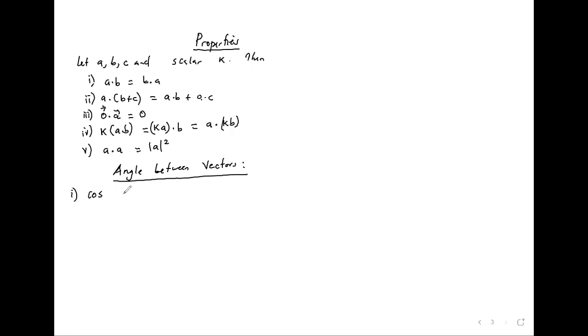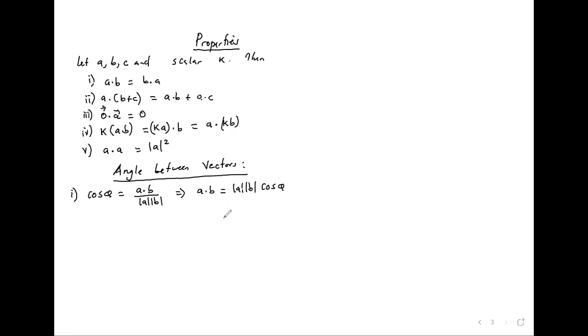You can get cos theta by getting the dot product over the product of the magnitudes. This will also give us a formula: you can get the dot product using the magnitudes multiplied by cos theta. That is, if you cross multiply, you get such a thing.